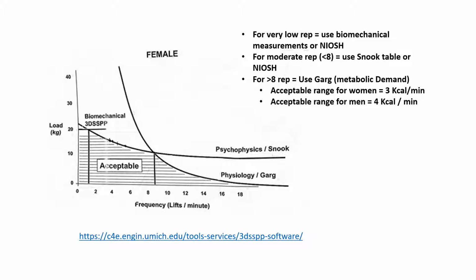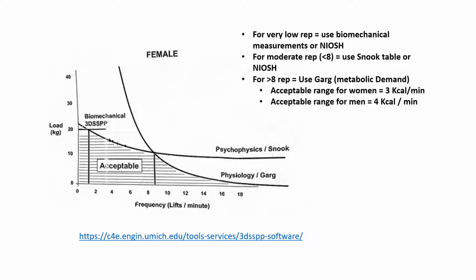So you can see here in this graph, in the y-axis, you have the load. In the x-axis, you have the frequency. And this is a comparison between three methods. One is biomechanical, or NIOSH can be categorized in this category, the Snook tables, and the metabolic assessment by GARG. So from this slide, you can easily understand that the area under the curve, or the dashed area, is the area where the calculated load is acceptable for the worker.